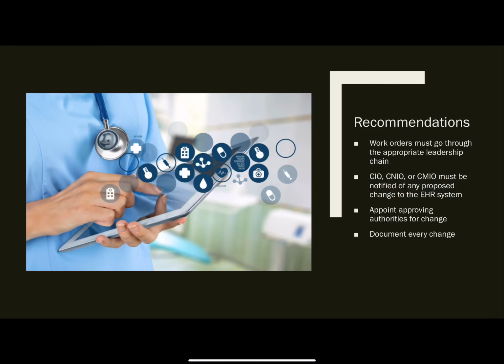The recommendation here is to ensure that all work orders go through the appropriate leadership chain. The Chief Information Officer, the Chief Nurse Information Officer, or the Chief Medical Information Officer must be notified of any proposed change to the EHR system, and also appoint approving authorities who approve changes, and document every change as need be.